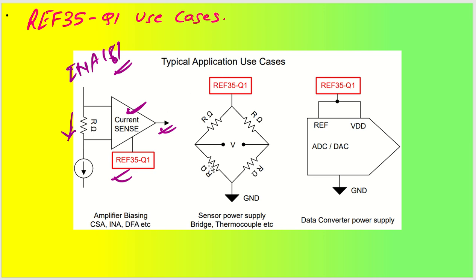Coming back to the other application, which is going to be sensor power supply, bridge or thermocouples. Okay, so sensor powers you need, there also you need to have some reference voltage. In that case you can utilize this particular IC, as well as I already mentioned ADC and DAC references. This is one of the best ICs, or generally voltage reference ICs are used as a reference voltage generator for the ADCs and DACs. Okay.